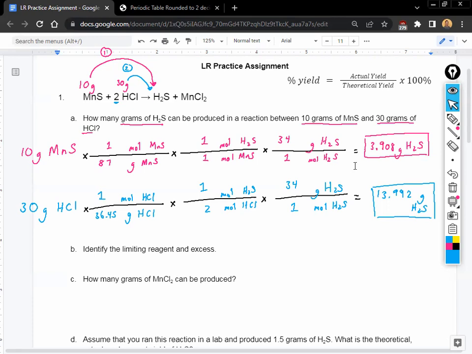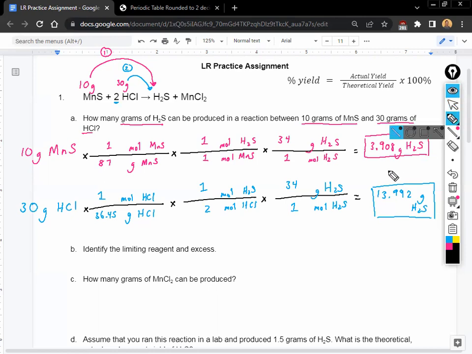Okay, so we got 2 different numbers for H2S. Now, this doesn't make sense because you can't make 3.9 and you can't make 13.992, right? That's like saying I can make 2 cars and 5 cars with the same amount of materials. You can't get different numbers. Do you guys remember how we can choose which number is correct? Which one should we choose?